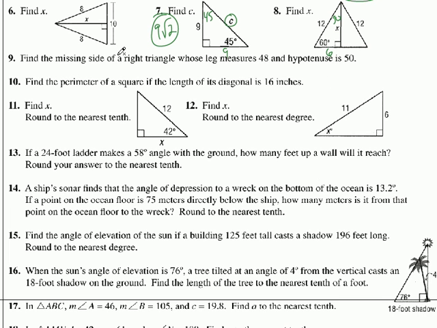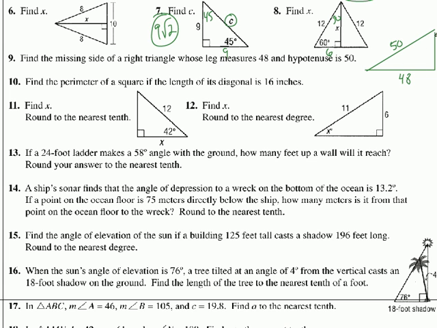I've tried. Find the missing side of a right triangle whose leg measures 48 and hypotenuse is 50. This is another right triangle, isn't it? Okay, yeah, Pythagorean Theorem. If it makes it a little easier for you and you want to draw the triangle, feel free to draw the triangle. It shouldn't take you too long to do that, especially when they tell you that. It says find the missing side of a right triangle whose leg is 48 and hypotenuse is 50. So that's 50. And this is 48.